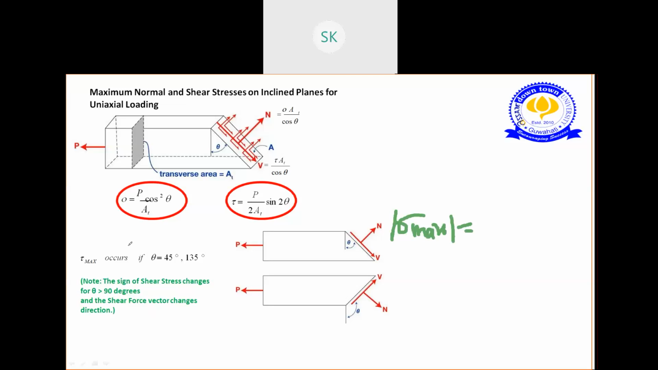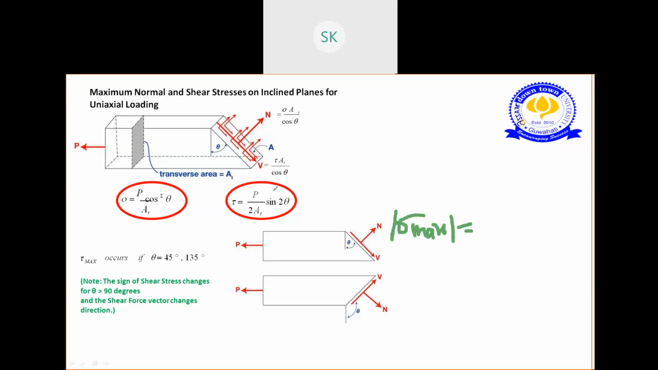Magnitude of sigma max. If I put here theta equal to 0, I told you sigma will be max at theta equal to 0 degree. If I put theta, cos 0 is 1. So I'll get P by A0. So your magnitude of sigma max will be P by A0.